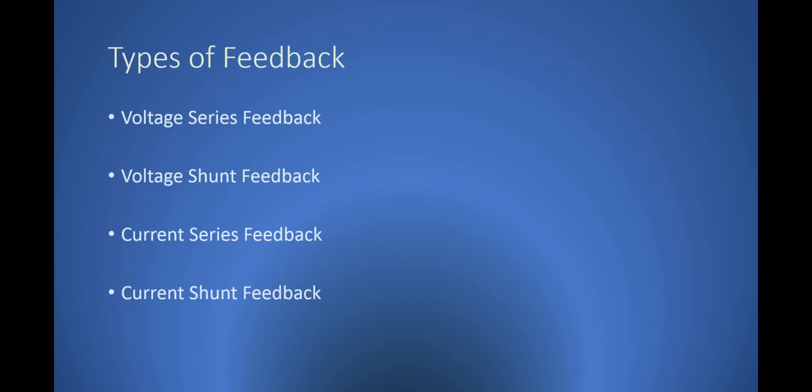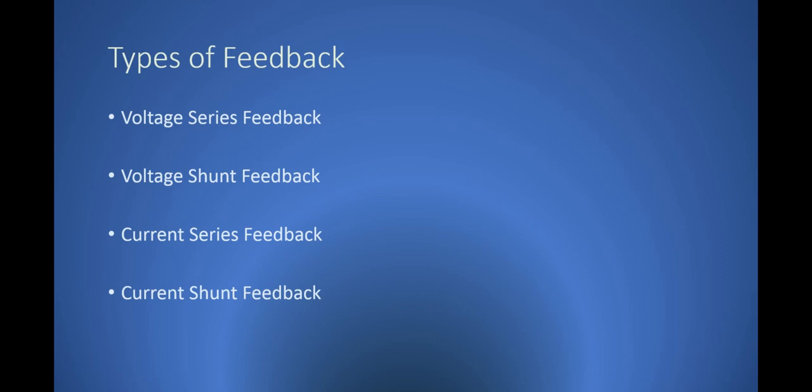The second is voltage shunt feedback. Here the output is voltage whereas the feedback is connected in parallel to the input or in shunt to the input. The third one is the current series feedback. In this the output is current whereas the feedback path is in series with the input. And finally we have the current shunt feedback, in which the output is a current and the feedback path is connected in parallel to the input path or in shunt to the input path.